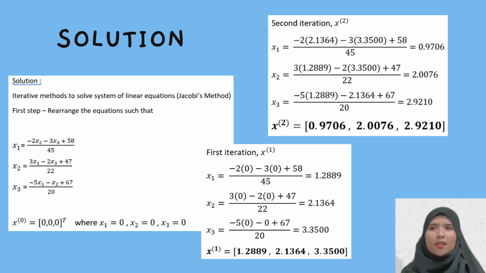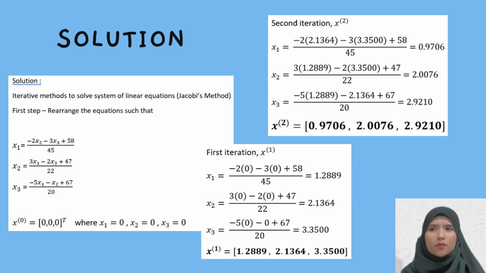Let's do the first iteration. The first iteration is denoted as x1. Now we have x1 equal to negative 2x2, where we refer to the value of x2, so 0, minus 3 times x3, which is also 0, plus 58 divided by 45. We have 1.2889.